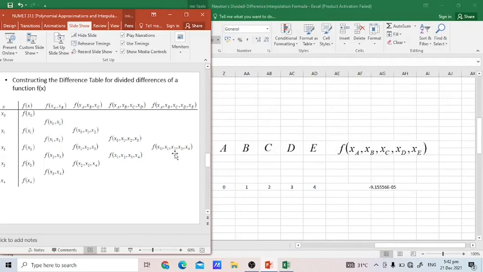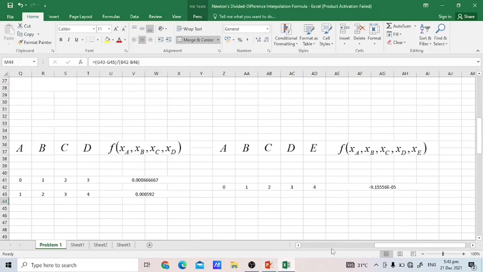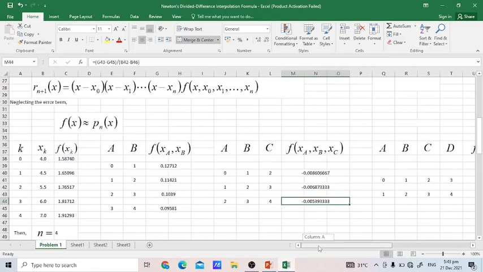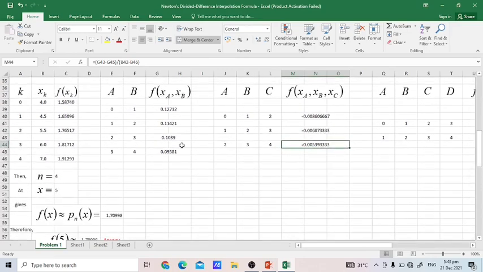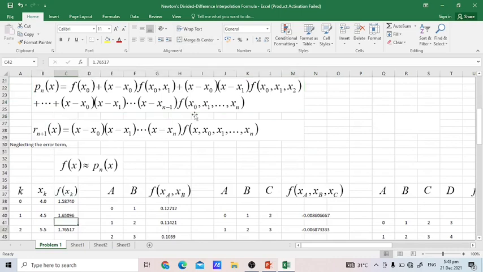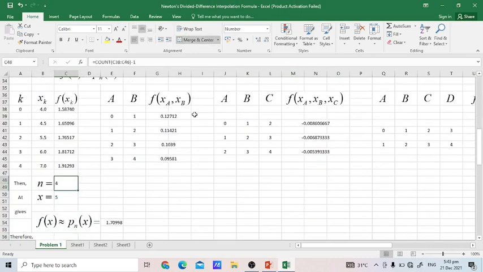X sub 0, x sub 1, x sub 2, x sub 3, x sub 4, labeled A, B, C, D, E. So that is almost 0, times 10 to the negative 5. Of course, you already know how to do that in Excel. So n equals 4; n is a 4 degree polynomial.